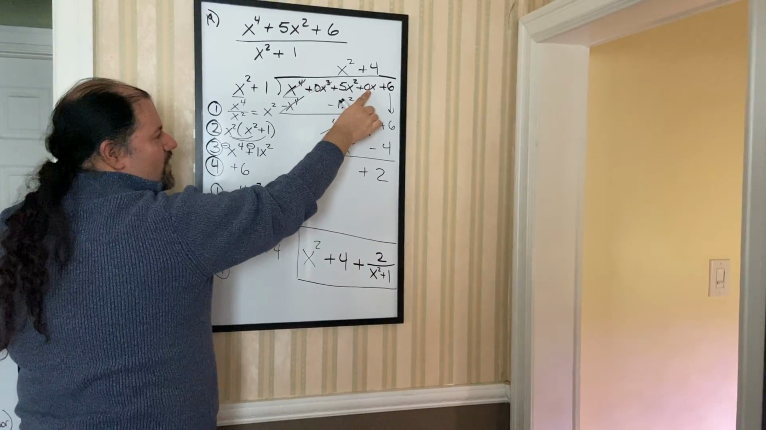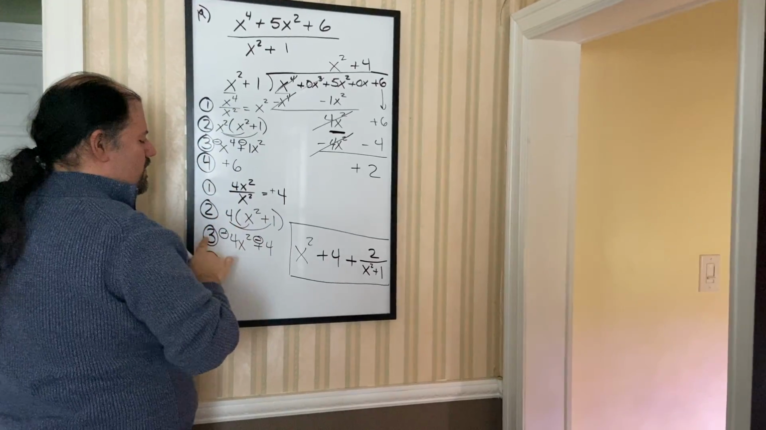A little trickier because we had to do placeholders, but the same 1, 2, 3, 4, 1, 2, 3, 4 step that we learned.